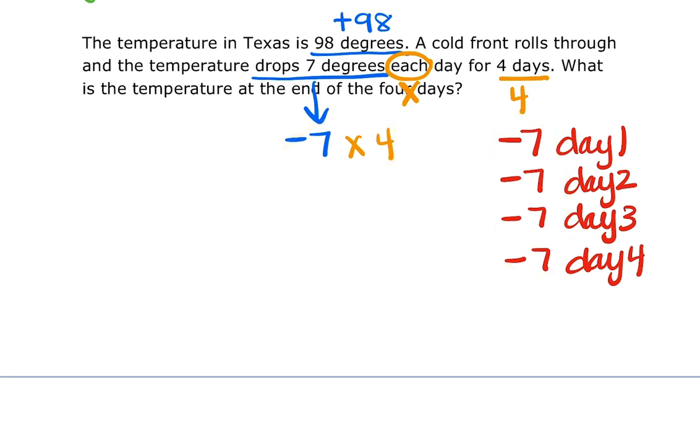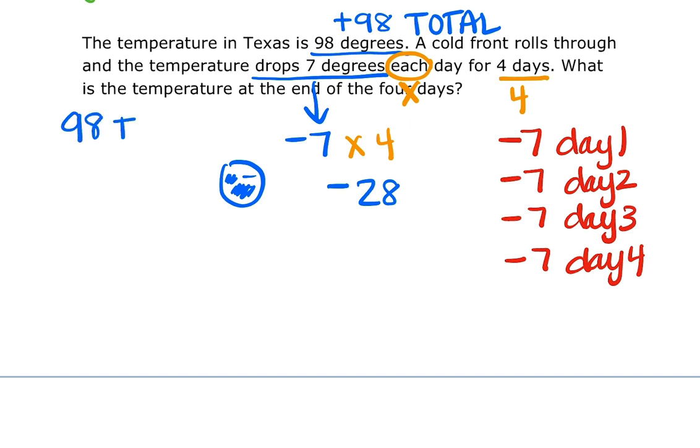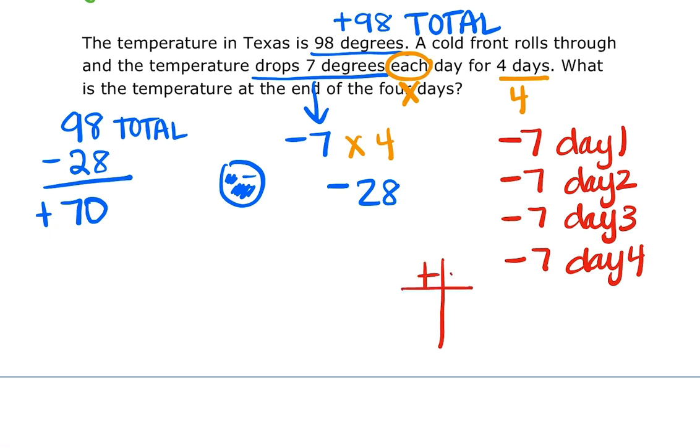All right, so what did we start with? Well, we started with our total of 98 degrees. So again, if we want to multiply here, this would be integer man. This is going to be -28. Okay, and that's how much it's going to drop. So we were at 98 total. Notice I label everything, and I'm going to drop that total of 28 degrees over 4 days, and I end up with positive 70.